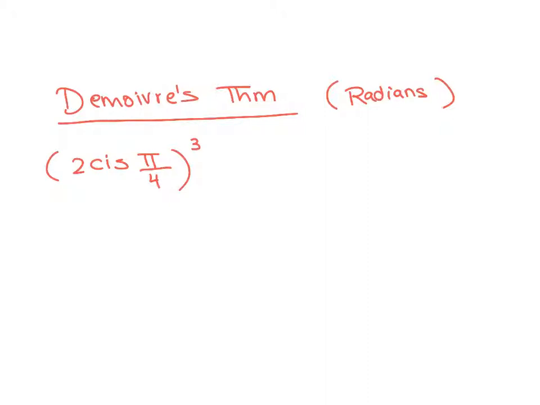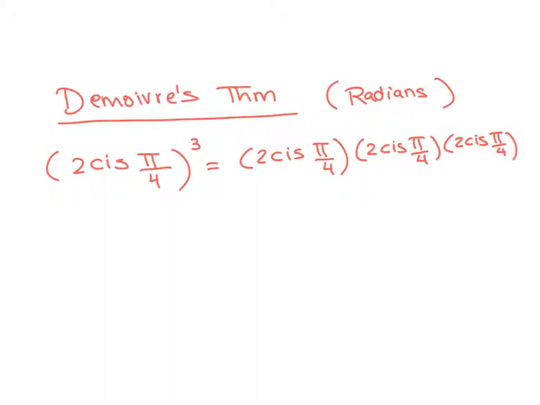So let's come up with a formula together. Let's think about it. When I'm raising 2 cis pi over 4 to the power 3, I'm multiplying it by itself 3 times. So 2 cis pi over 4 multiplied by itself 3 times. Now what did we learn about complex numbers when we multiply them? If they're in the trig form, we multiply the r's and then we add the angles. So that's going to end up being 8 cis 3 pi over 4.